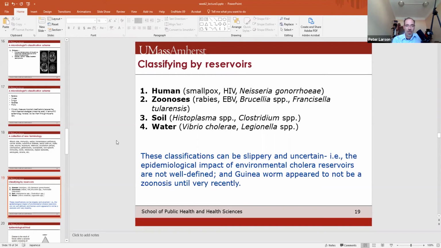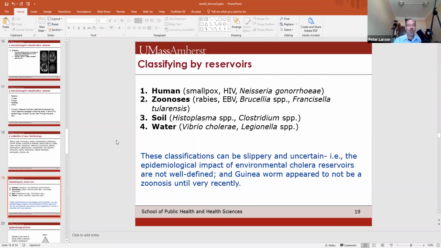The next is zoonoses. These are diseases, pathogens that are transmitted from animals to humans. These are quite fascinating because there's all different sorts of complications that are presented by having an animal reservoir like this. Examples would be rabies, Epstein-Barr, brucella, tularemia, West Nile. There's many, and they're all different for sure.